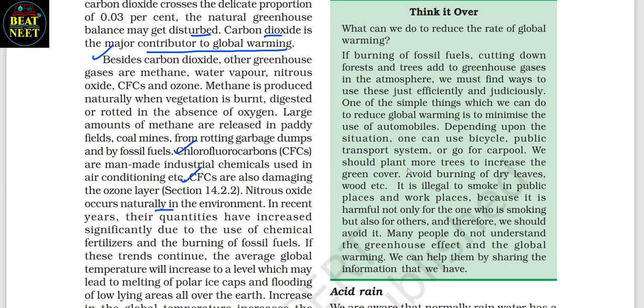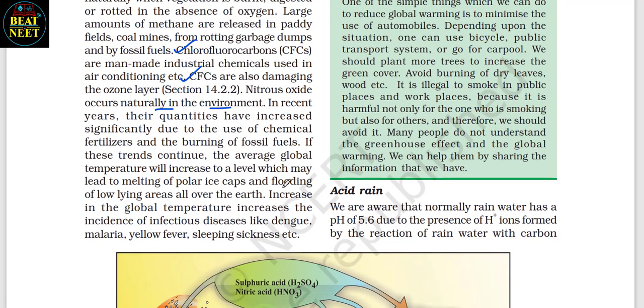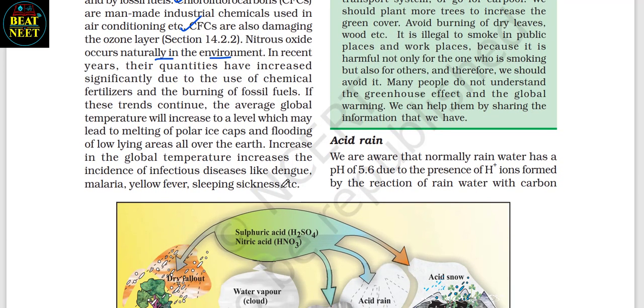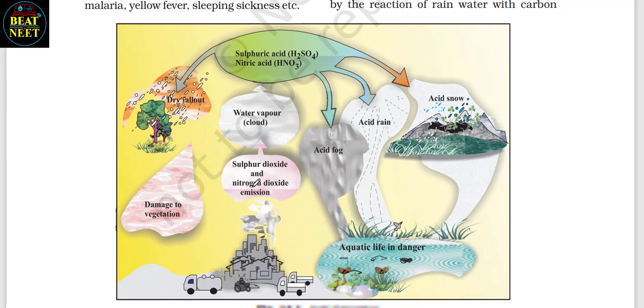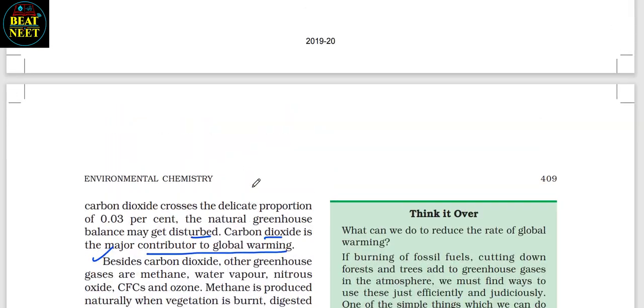Nitrous oxide occurs naturally in the environment. In recent years, its quantities have increased significantly due to the use of chemical fertilizer and the burning of fossil fuels. If these trends continue, the average global temperature will increase to a level which may lead to melting of polar ice caps and flooding of low-lying areas all over the earth. Increase in the global temperature increases the incidence of infectious diseases like dengue, malaria, yellow fever, sleeping sickness, etc.